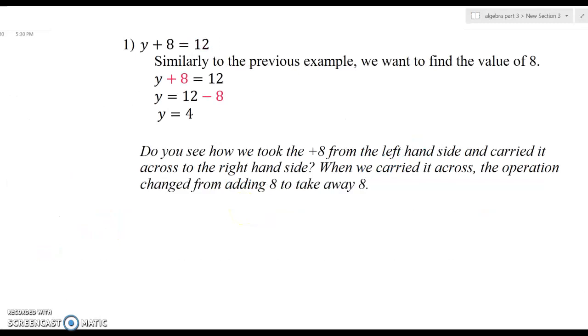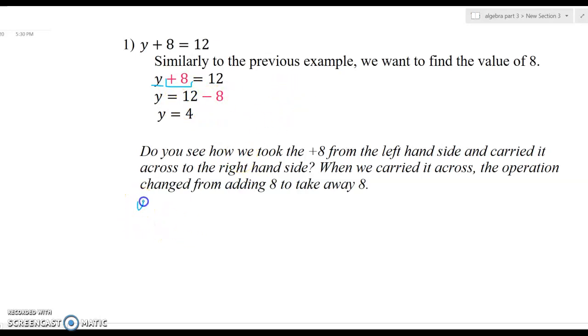This is just like the example before. We have y plus 8 is equal to 12. Similarly, we want to find the value of the unknown, and some of you may be able to look at the question and say, well, 4 plus 8 is equal to 12, but you must know how to do the working. We want to find the value of y, meaning we need to move across anything that's next to the y. So that plus 8 needs to move from the left hand side to the right hand side. When we move the plus 8 from the left side to the right side, we have to change the operation. The opposite of adding is subtracting. So that's how we get 12 minus 8, and y is equal to 4.